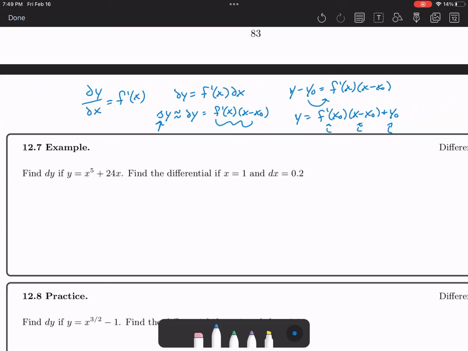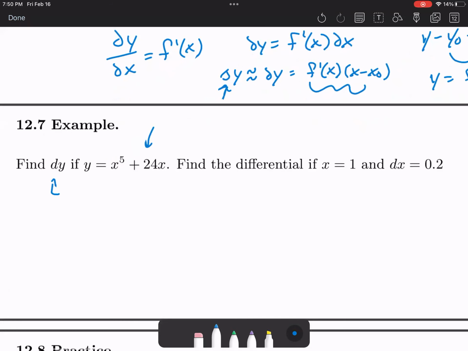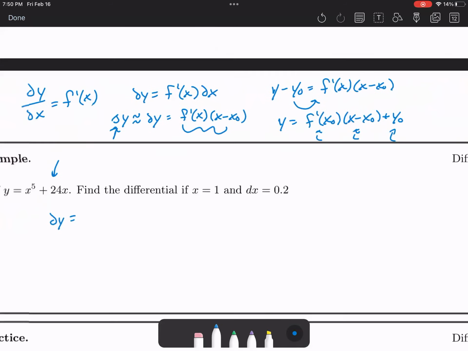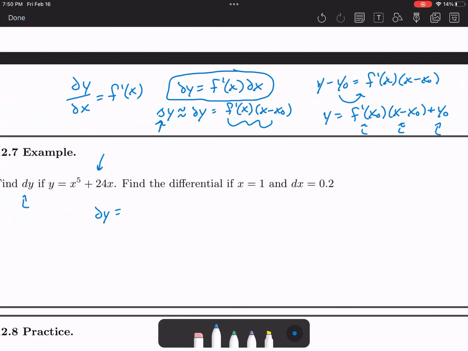Okay, so now that I've reminded myself of what we're talking about, let's try to answer a question. Let's find dy if my function is given to me by x to the fifth plus 24x, and I want to find the differential if x is equal to 1 and dx is equal to 0.2. All right, so the differential is the dy. So my dy is given to me, where do I have that? I've got it right here. Dy is the derivative value at a point times dx.